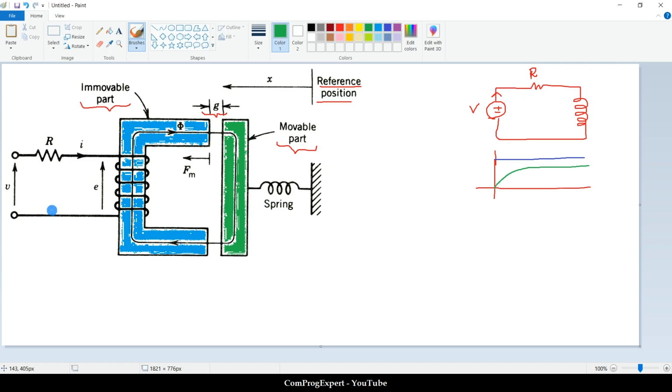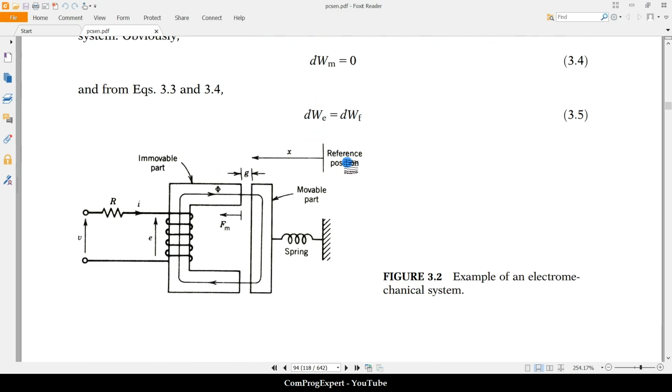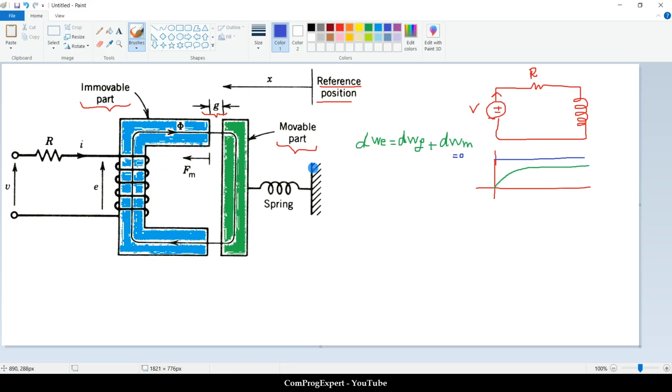Yes, energy is supplied by this source. We have this equation: dWe is equal to dWf plus dWm. dWm is 0 because we fix the movable part. We don't have any mechanical motion, so the change in the value of the mechanical energy is 0. And we have this dWe, the electrical energy supplied by the source to this inductor, is equal to dWf.